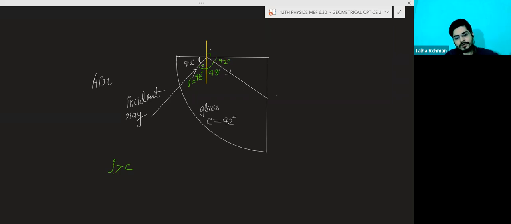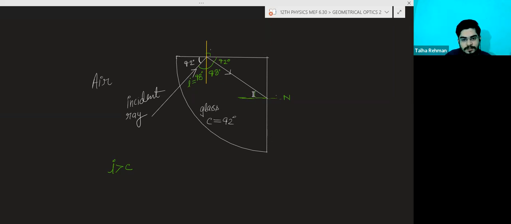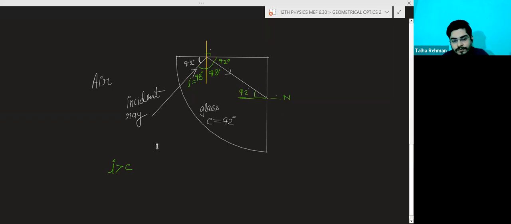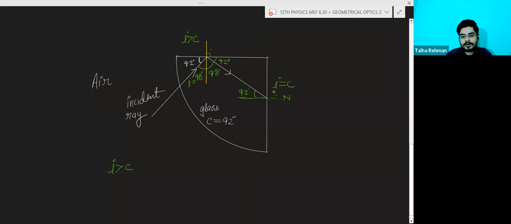If this angle is 42 degree and light is coming incident at this point, and this is the normal, then see, this line and this line are parallel. This is 42, then this is also 42 degree. Geometrical optics, okay? So geometry is being used. Here the angle of incidence is equal to the critical angle. What happens when the angle of incidence becomes equal to the critical angle?